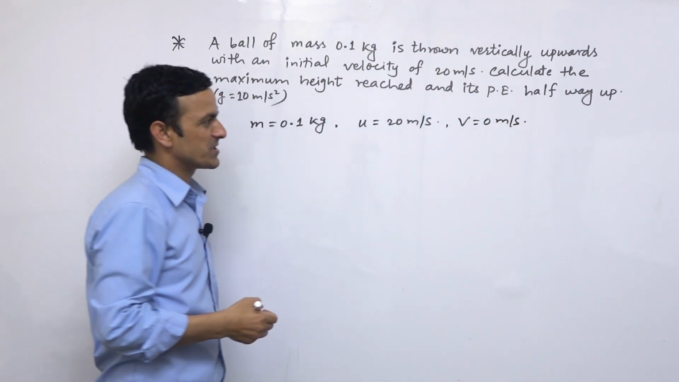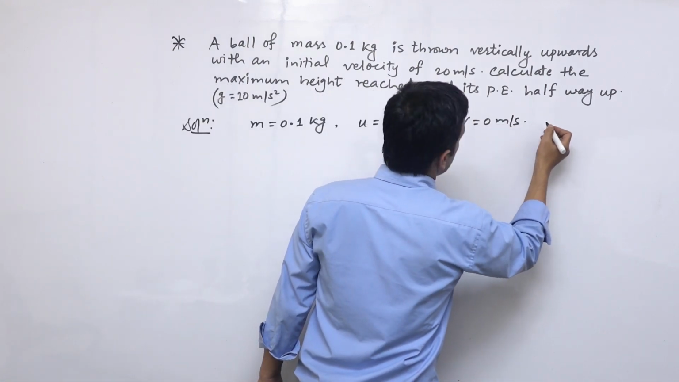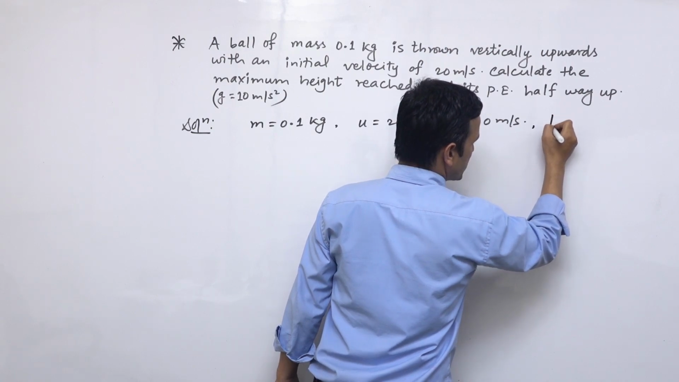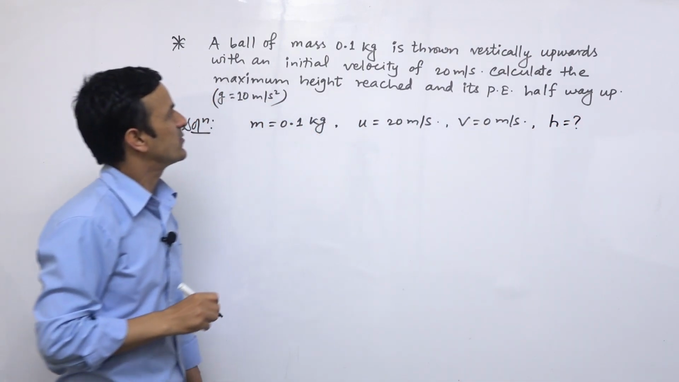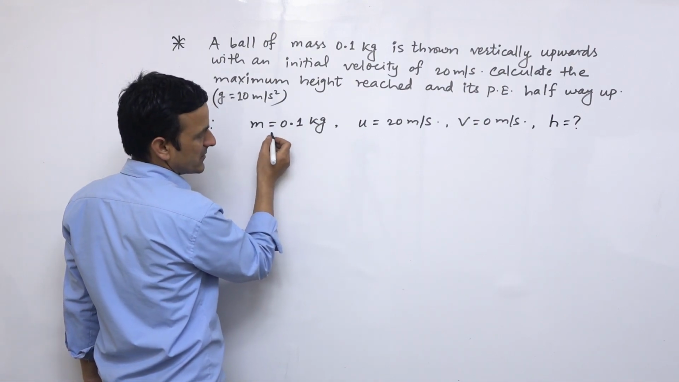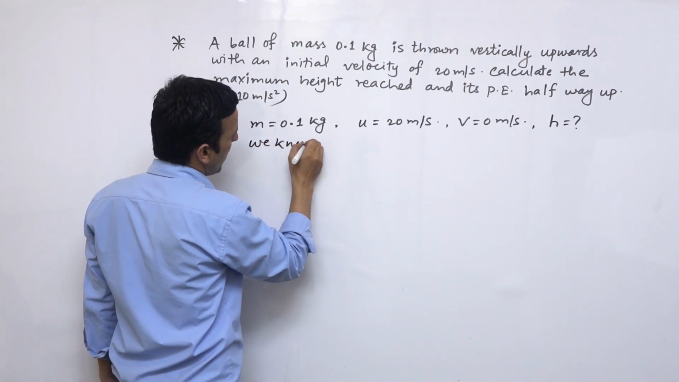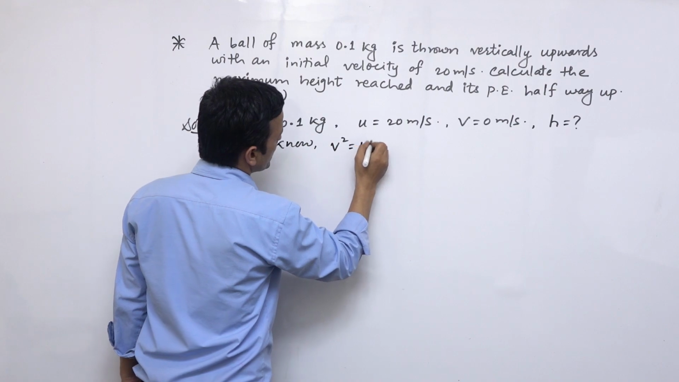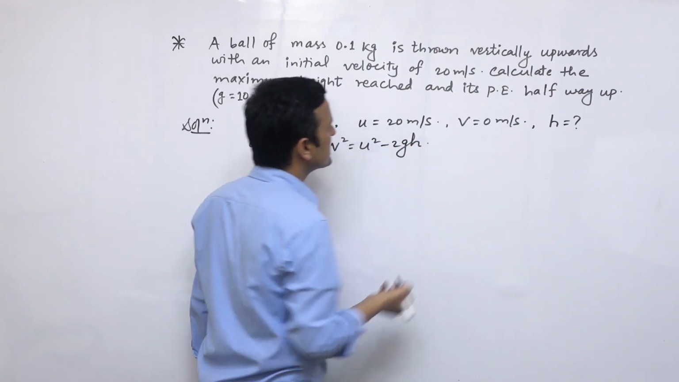Final velocity 0 हुन्छ and maximum height. So maximum height is h is equal to what? h चाहिँ निकाल्नु पर्यो पहिला. अब now we know that V square is equal to U square minus 2GH.